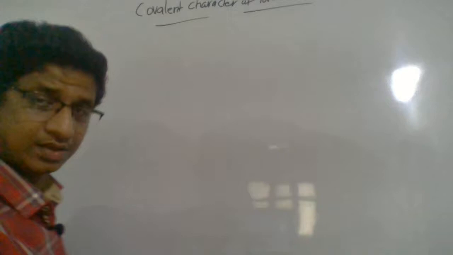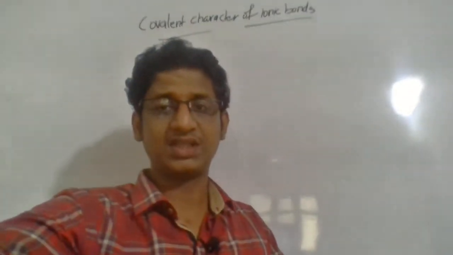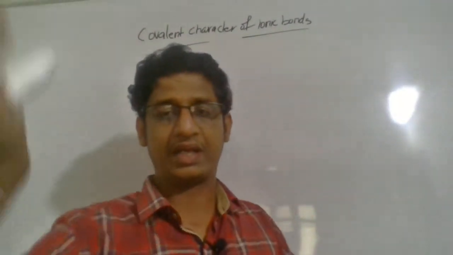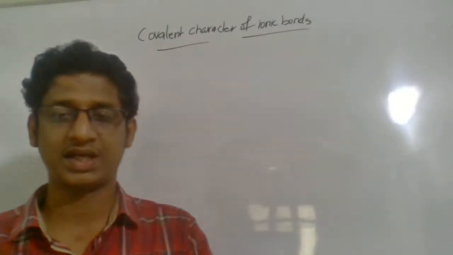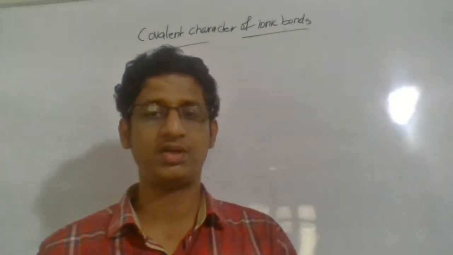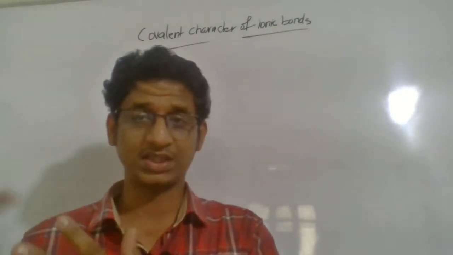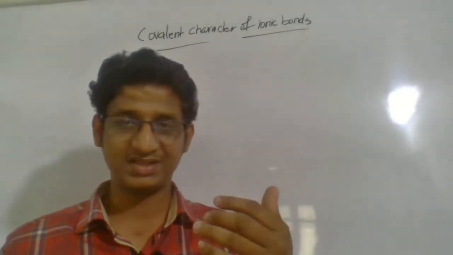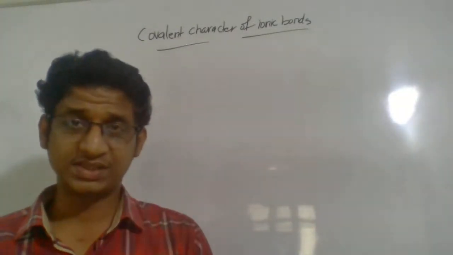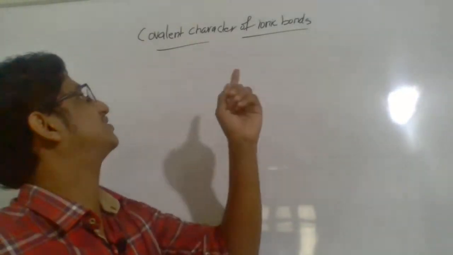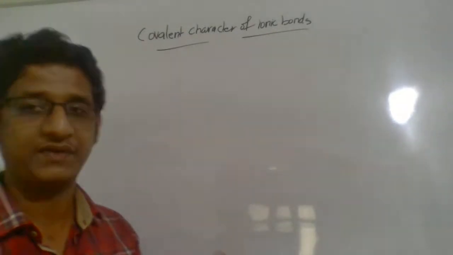So first point you can remember, there is no 100% ionic and 100% covalent character. An ionic bond is always associated with some covalent character, as well as a covalent bond is associated with some percentage of ionic character as well. You can say one is higher, one is lower like that. Why so? Let us check. First we can discuss the covalent character of an ionic bond.